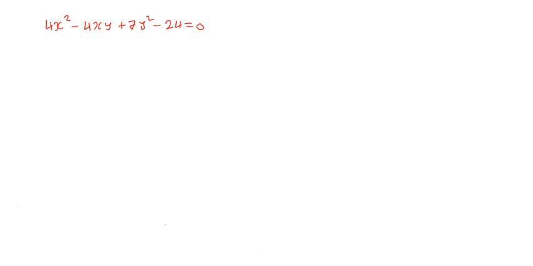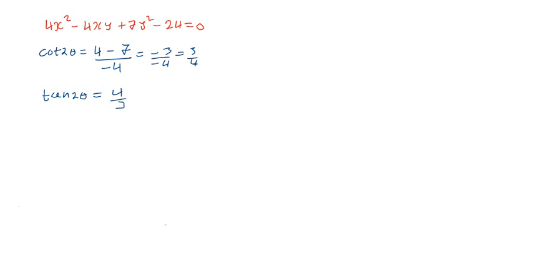Okay, so now first things first, determine the angle. You're going to say cot 2 theta is equal to your A, which is your 4, minus the C, which is the 7, divided by the b, which is minus 4. This is going to be minus 3 divided by minus 4, giving us 3 over 4. It's a similar case to what I was giving as an example. So meaning our tan 2 theta is equal to 4 over 3.